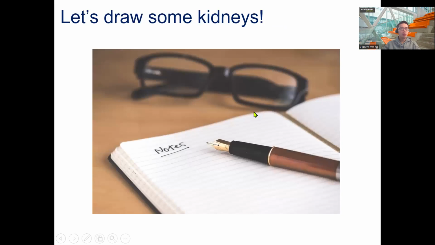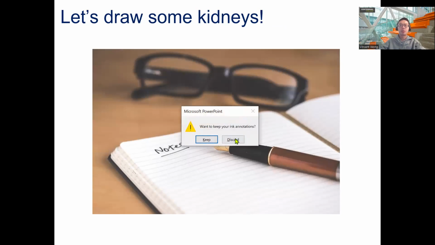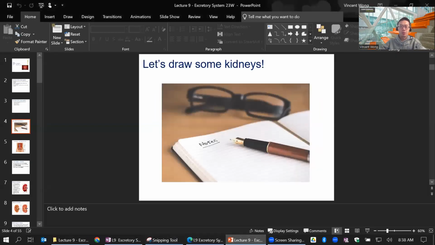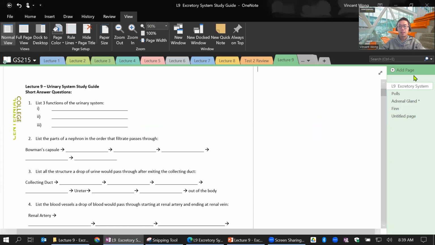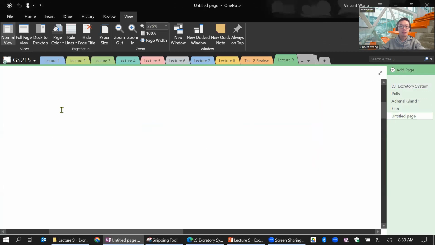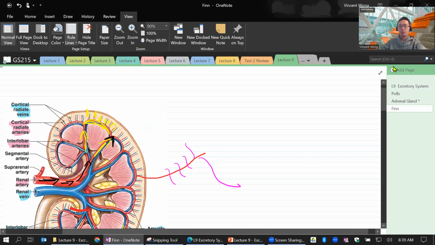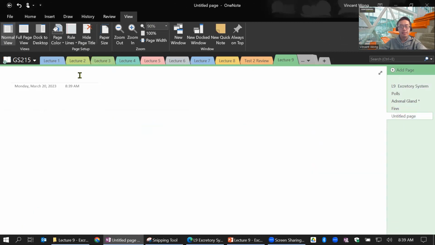Okay, so I hope you got your drawing pencils and crayons and markers and whatnot, because we're gonna draw some kidneys. All right, here we go. I haven't done this for a while, so hopefully it's not gonna be too messy. Kidney anatomy.